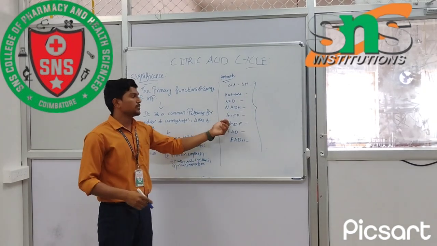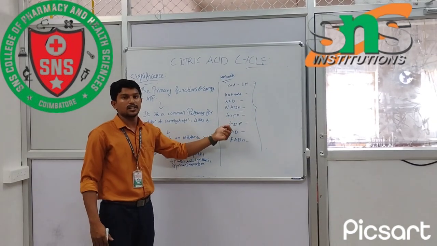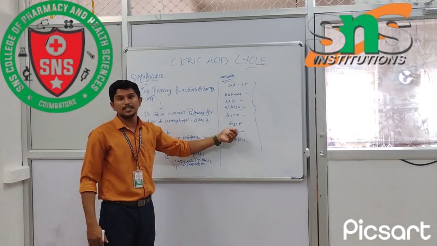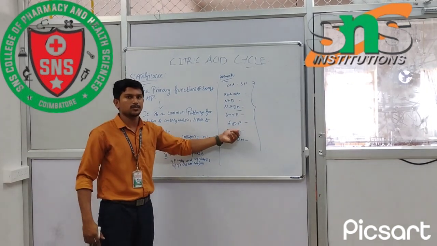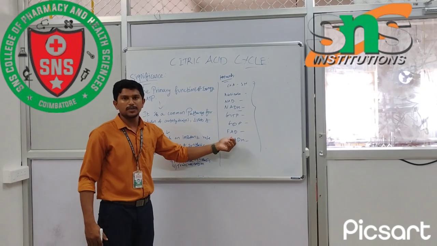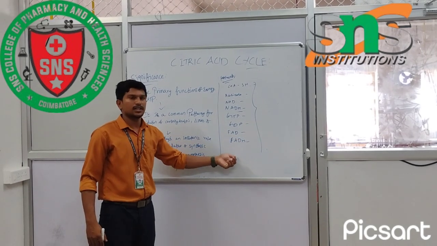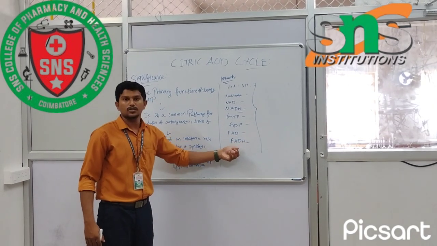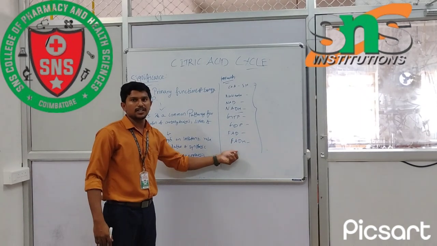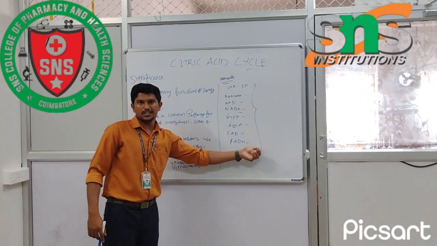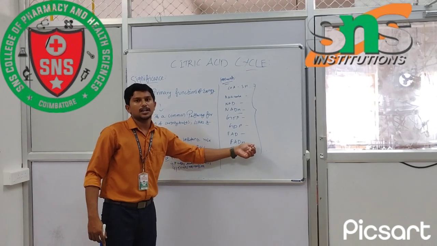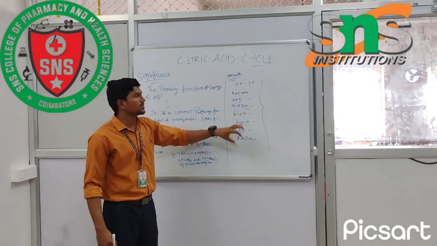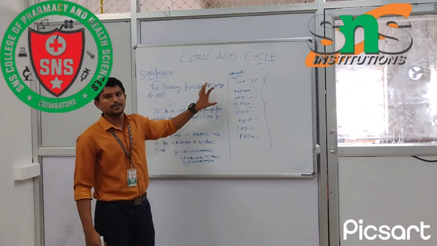And GTP, guanosine triphosphate. GDP means guanosine diphosphate. FAD means flavin adenine dinucleotide, and FADH2 is also known as flavin adenine dinucleotide with hydrogen groups. These are the simplest keywords to understand the concept of the citric acid cycle.